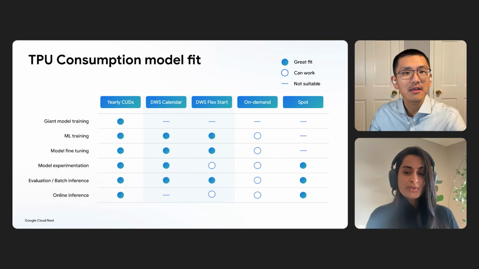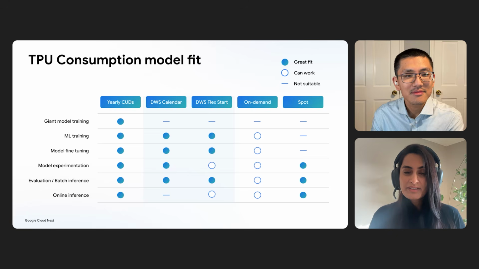But then we have CUDs. What does CUD stand for? Do you know offhand by any chance? I think it's committed use discounts. Yes, committed use discounts, exactly. Awesome. And next comes the new kind of obtainability that we released in 2025, the Dynamic Workload Scheduler.